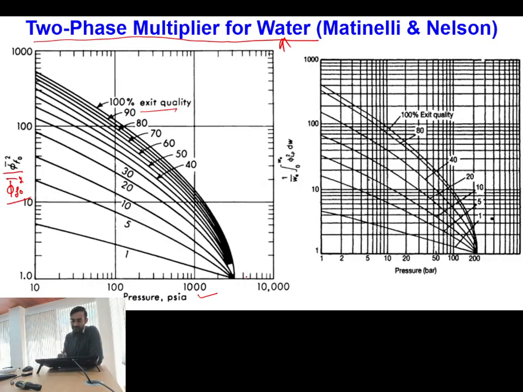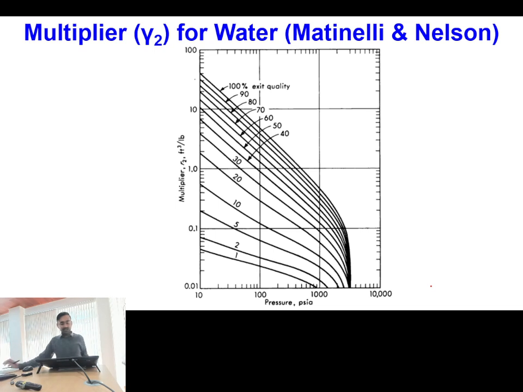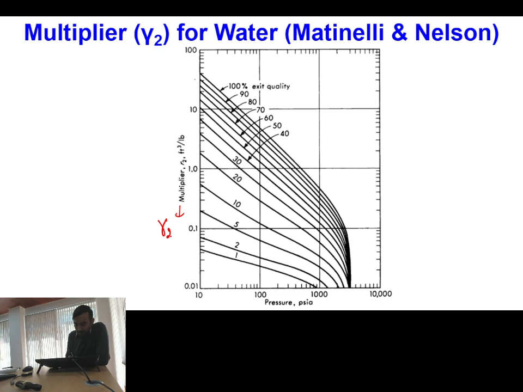And on the right hand side, what I have done: this pressure was in psi, so on the right hand side I have given the same plot, but now the abscissa pressure scale is in bar. Then this is, as I told you, another multiplier gamma 2. This is the curve for multiplier gamma 2 as a function of pressure and exit quality.